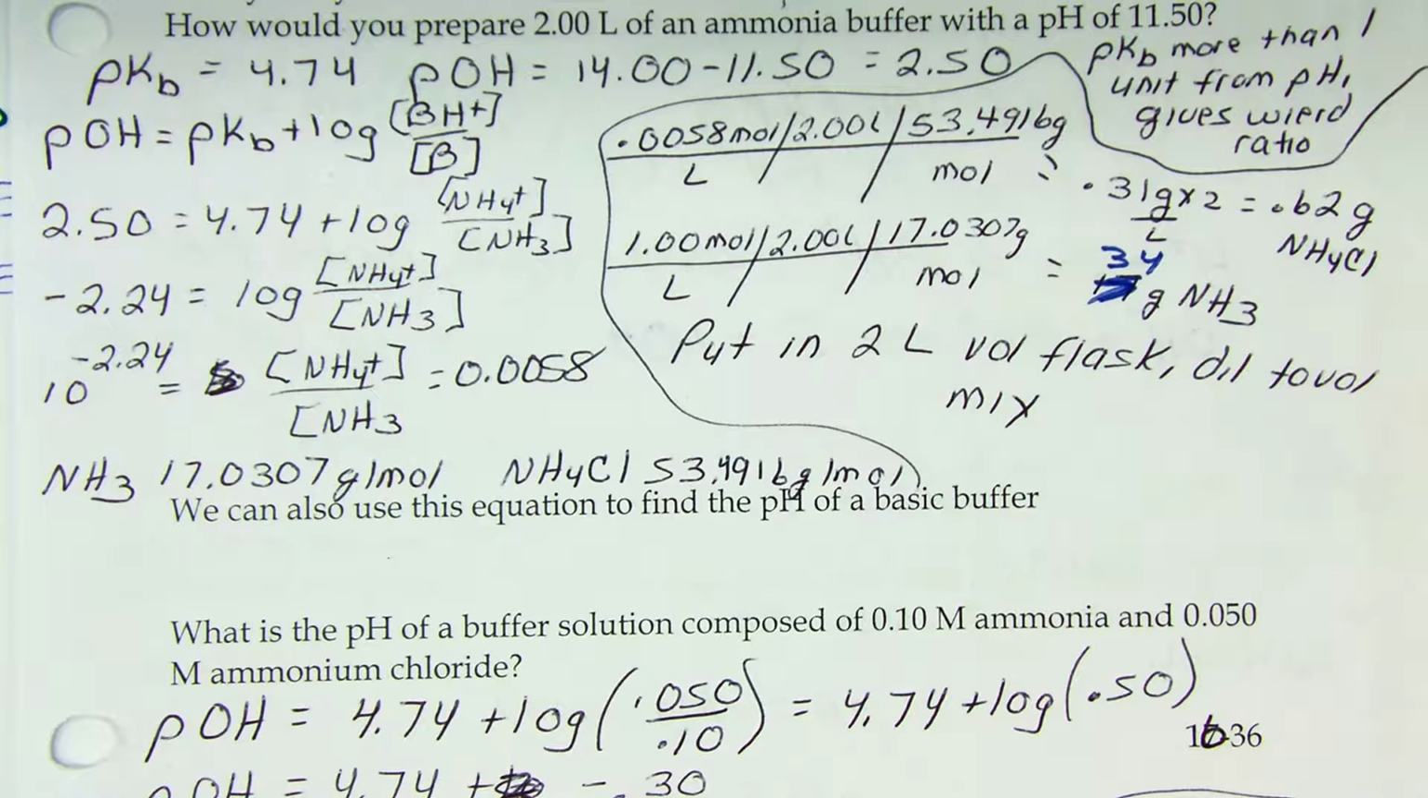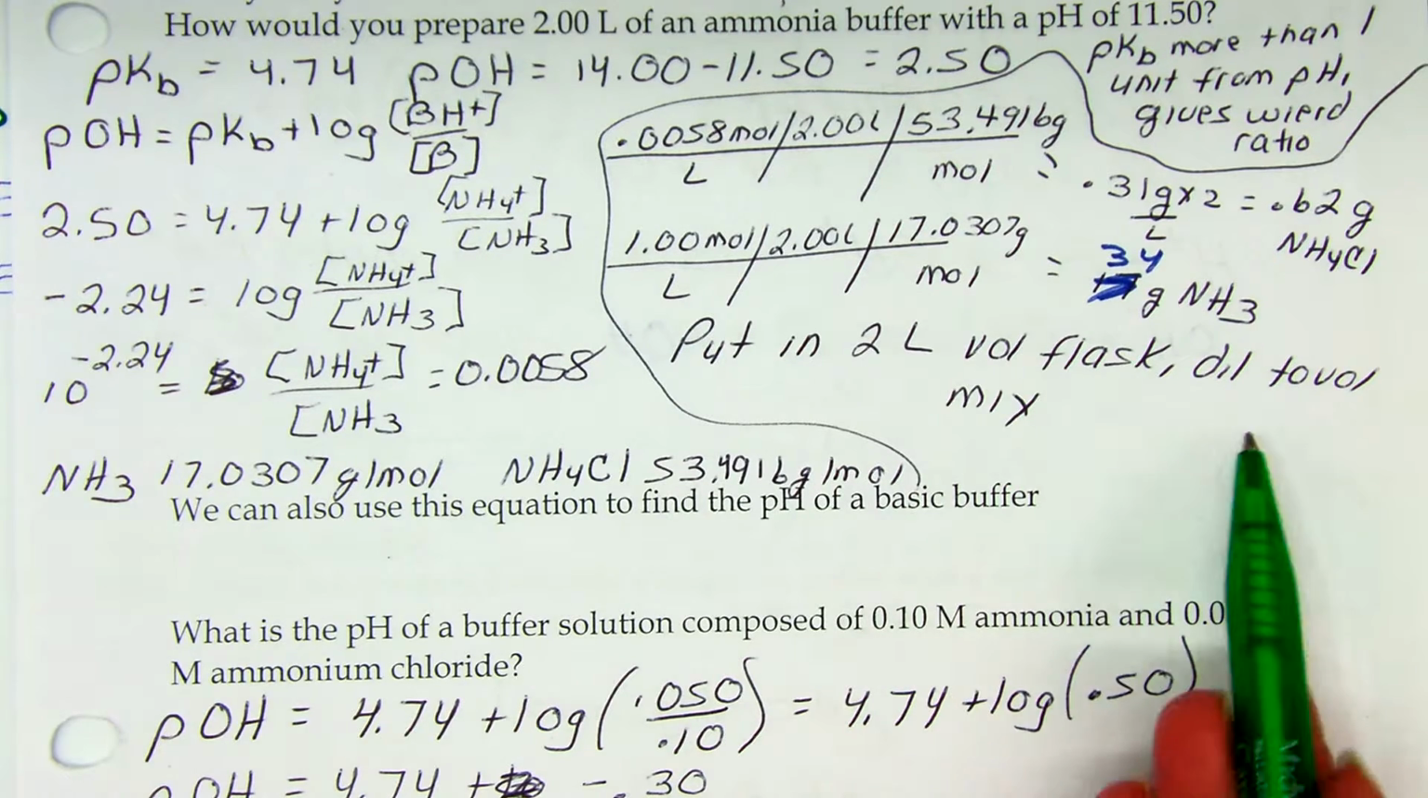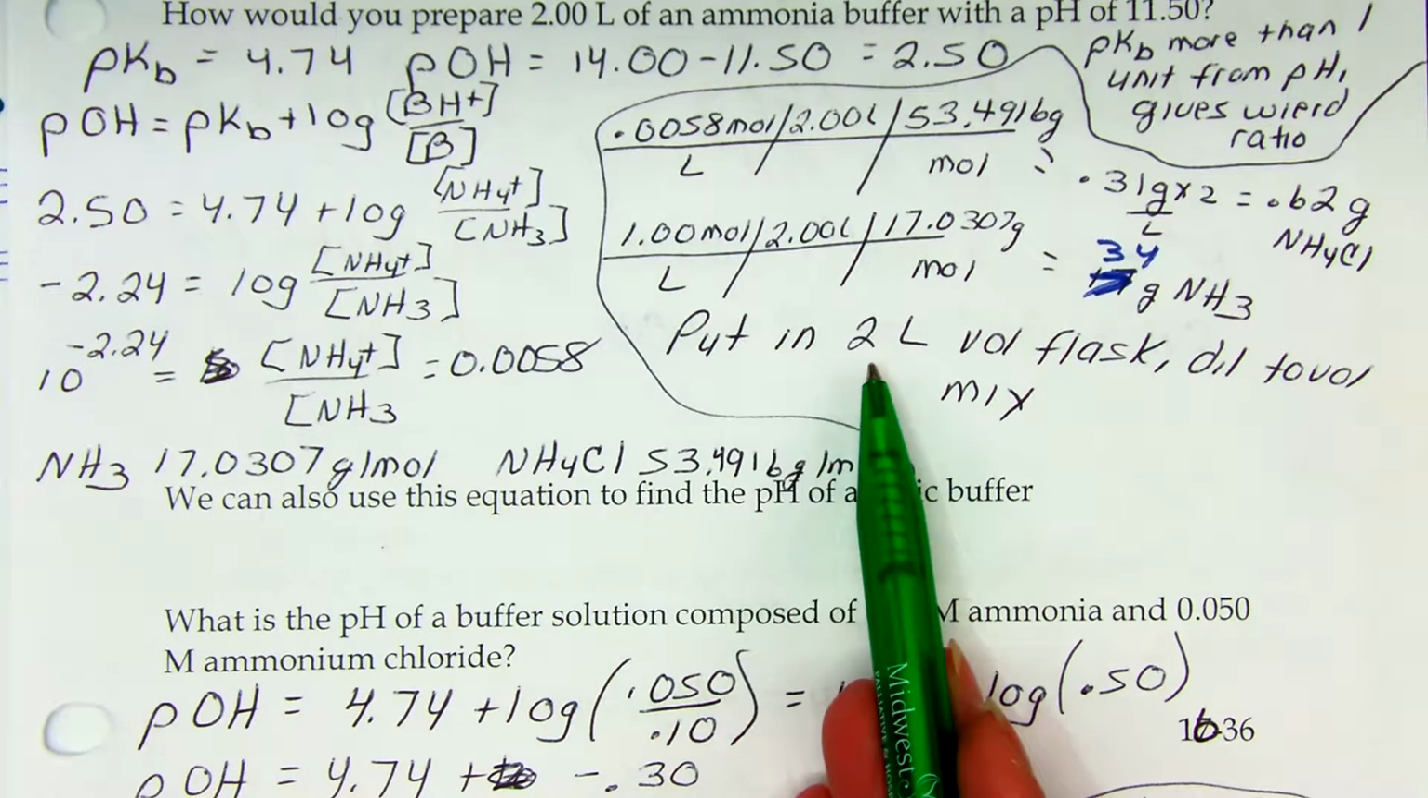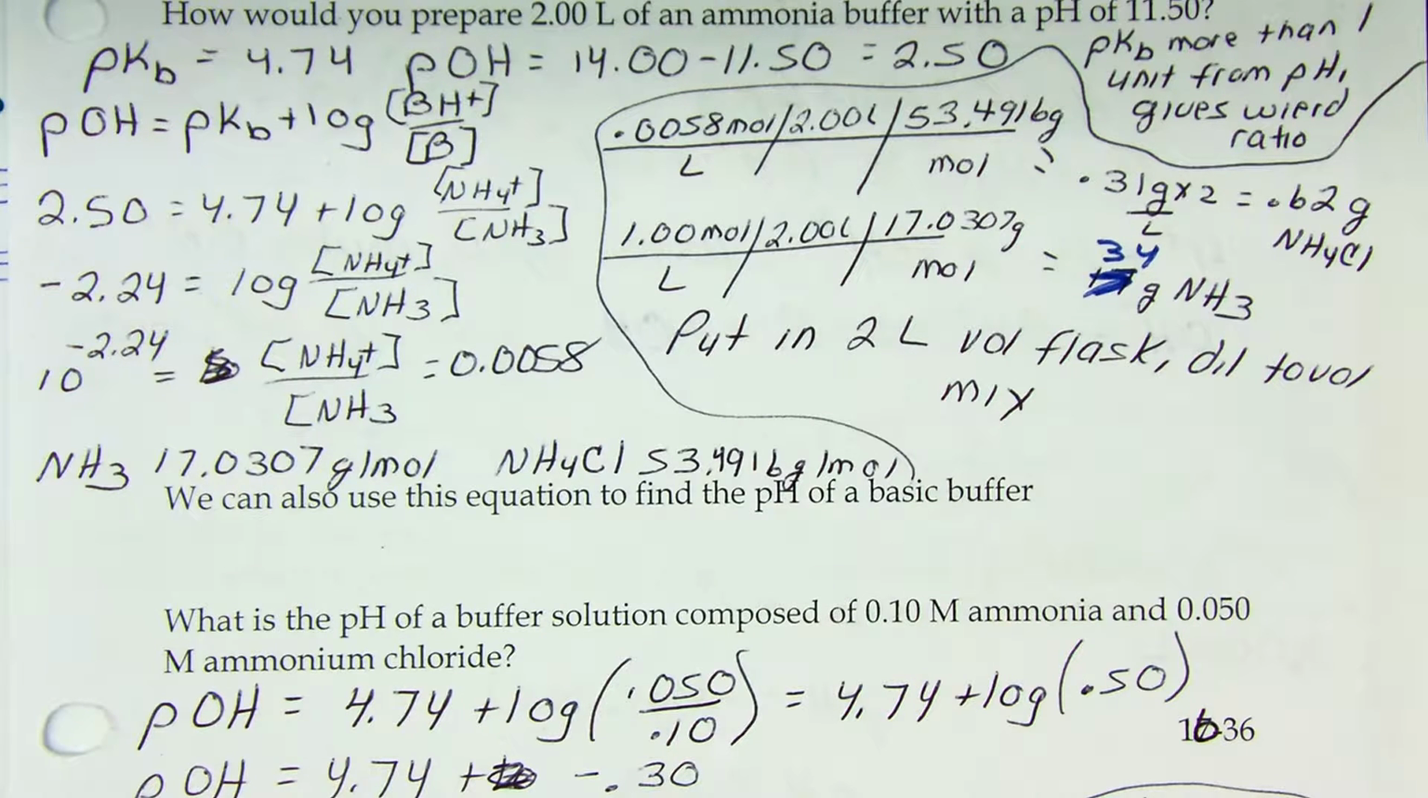So you see there that when we get outside of that range of 1 pH unit, we start to get either really small ratios, 0.0058, or we get really big ratios if you're more than 1 unit in the other direction. And so we want to stay away from that because it really affects capacity, which is what we're going to talk about next. So then we weigh this out, put it in a 2-liter volumetric flask, add water, mix, dilute to volume, and mix. And everyone did that correctly in their groups.